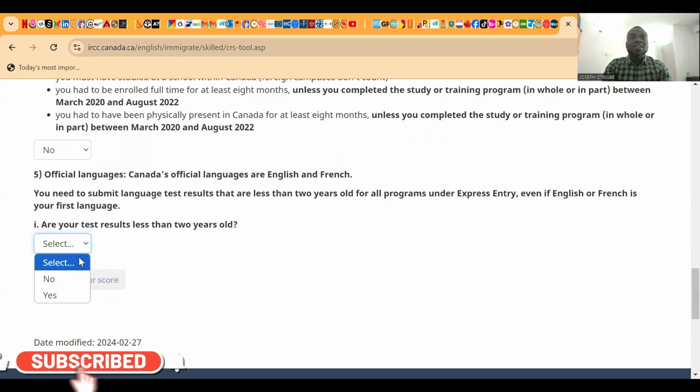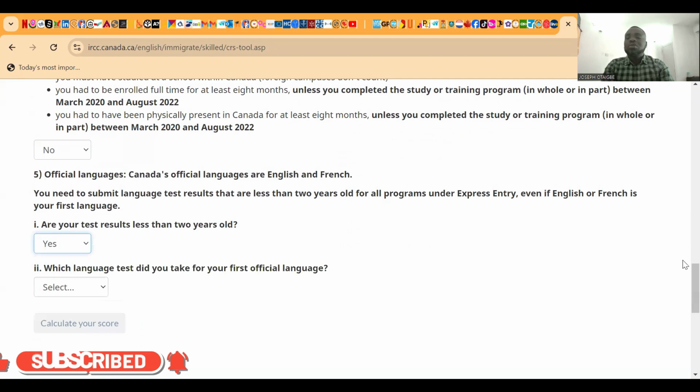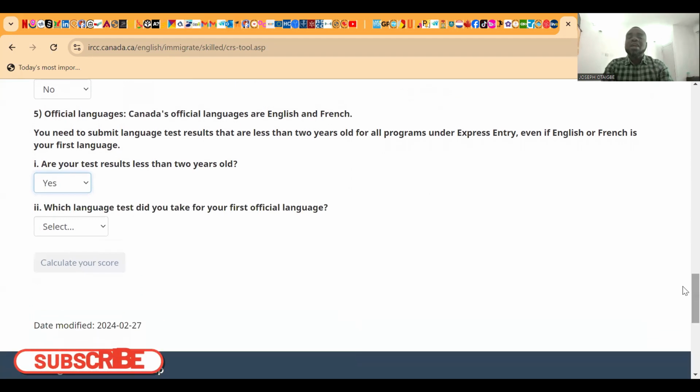Straightforward. You're using IELTS. Are your test results less than 2 years old? Yes. Now, you know you will be writing IELTS, and at the time you're submitting those applications or creating this profile, you have to make sure the IELTS remains valid, because IELTS lasts for 2 years. So you shouldn't be creating a profile after your IELTS expires, which is after 2 years. It should be within that period. That's why you said yes.